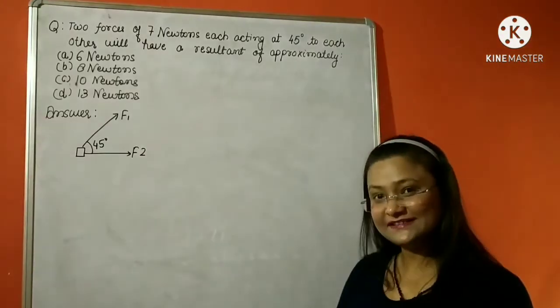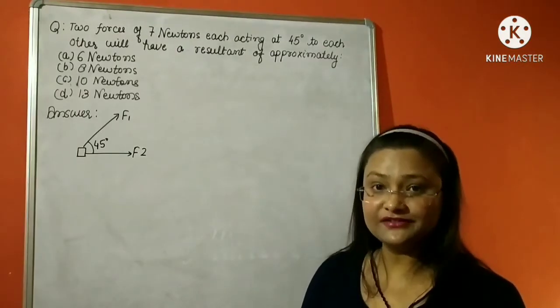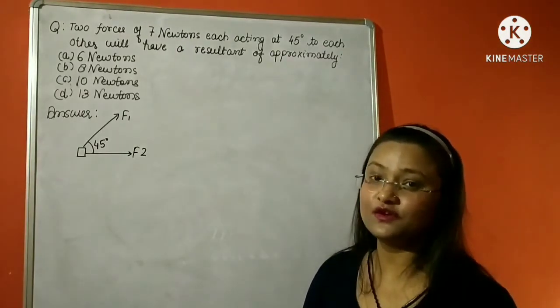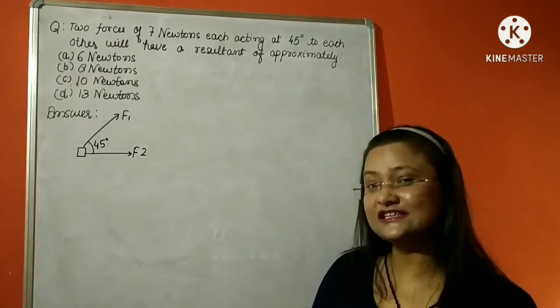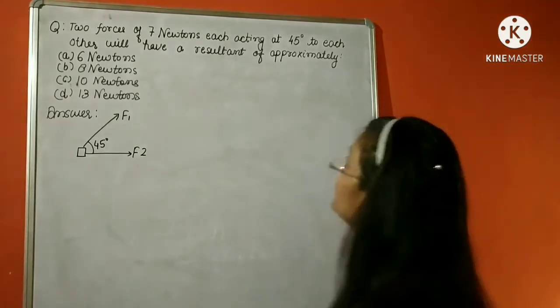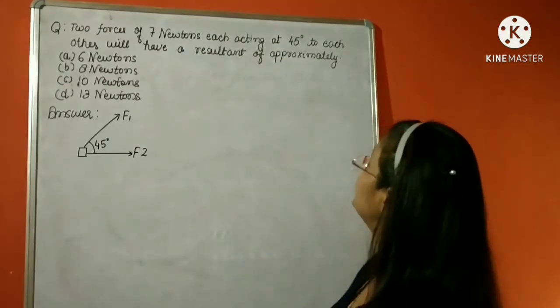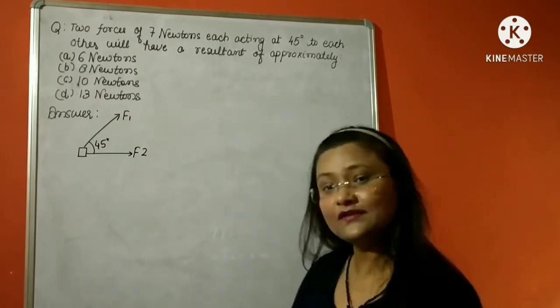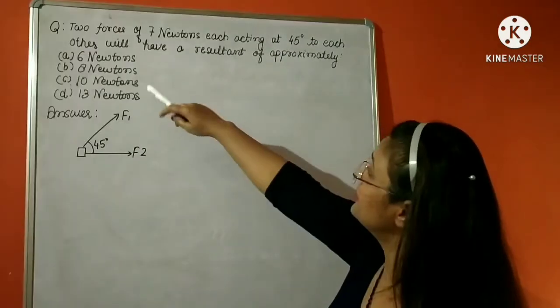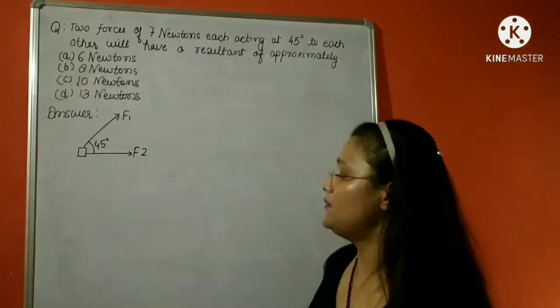Hi, today let's discuss some questions from the physics portion of the PhD entrance examination of Tata Institute of Fundamental Research GS 2018. One of the questions in the physics portion was: two forces of 7 newtons each acting at 45 degrees to each other will have a resultant of approximately, and these were the options.